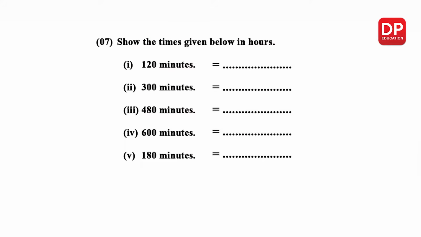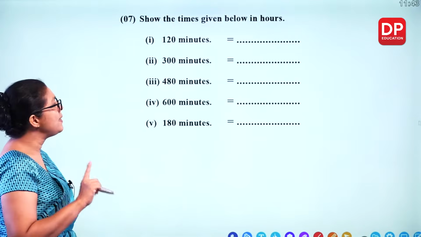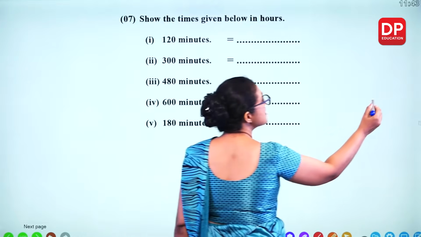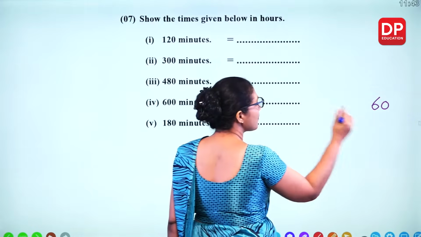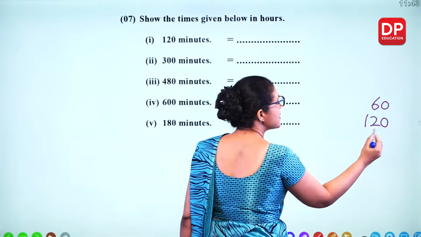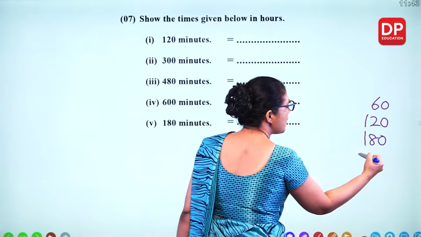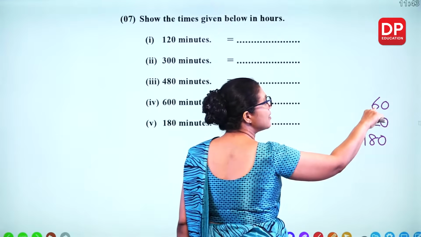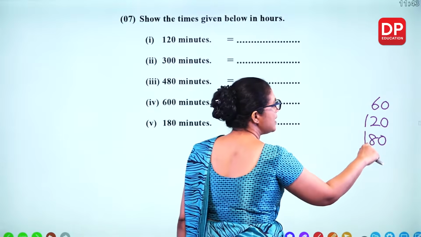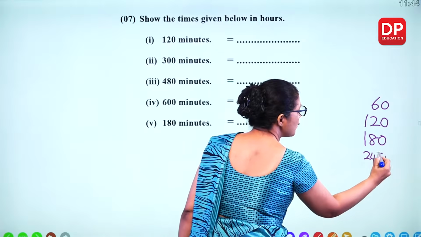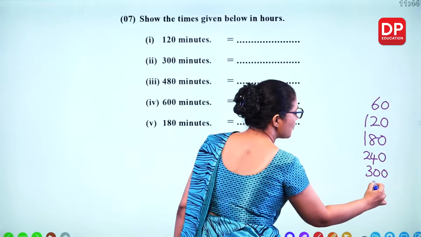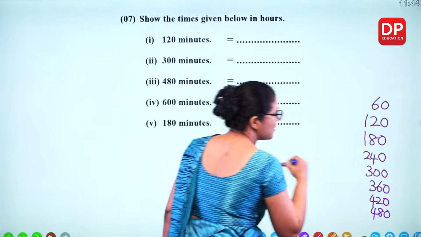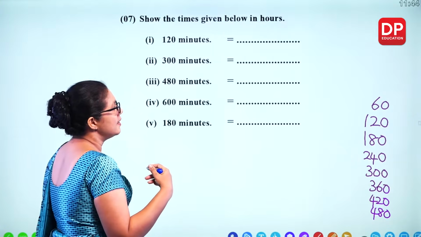Show the times given below in hours. So what's the relationship between minutes and hours? 60 minutes is 1 hour. So 60. Add 60 to that, 120. 120 plus 60, 180. 180 plus 60, or you can multiply by multiples of 6. 6 times 2, 12. 18. Then 24 and put a 0. 30, put a 0. 36, put a 0. 42, put a 0. 48, put a 0. So this is 60 minutes each.